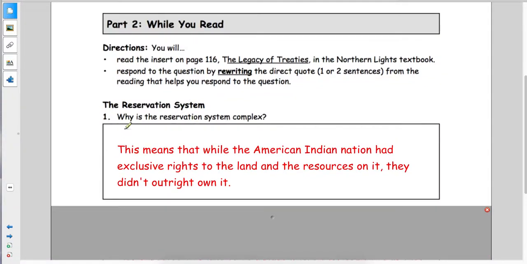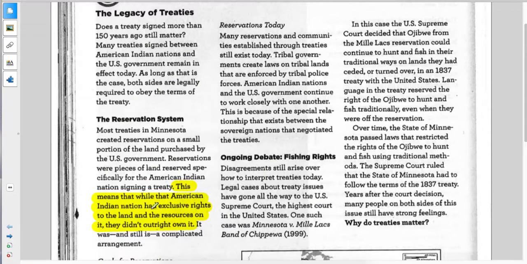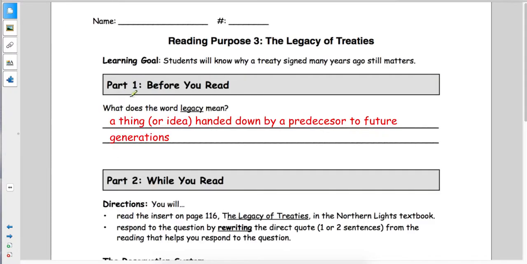So when it's all said and done, you have this answer. Why was the reservation system complex? Well, when I looked at the reading, it was: this means that while the American Indian Nation had exclusive rights to the land and the resources on it, they didn't outright own it. That's why it was complex, and that comes directly from the reading. So I pulled a quote out that helps me answer the question. So you're not coming up with the words on your own, you're just taking out the quote itself.